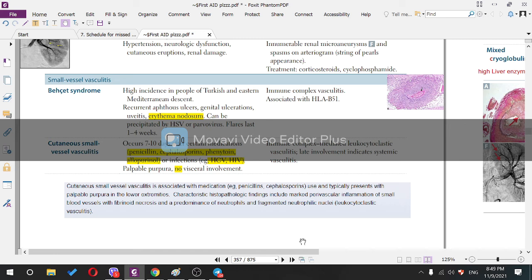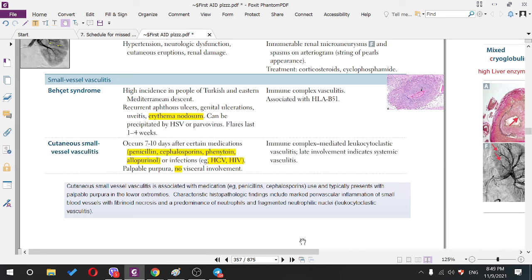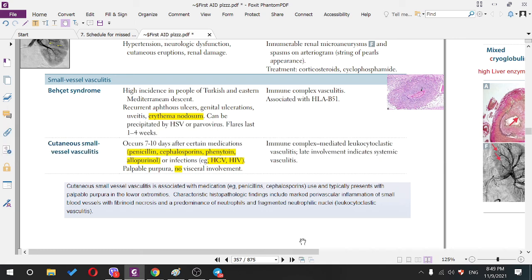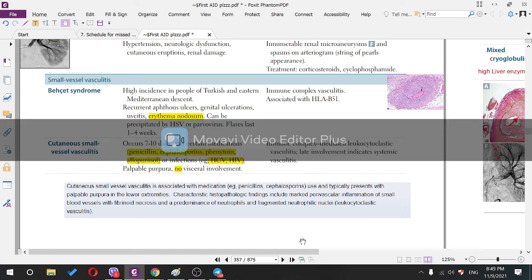The next disease is cutaneous small vessel vasculitis. So cutaneous small vessel vasculitis is affecting the small vessels. It occurs 7 to 10 days after certain medications. A few medications cause it, not many, including penicillin, cephalosporin, both of them beta-lactams, phenytoin, and allopurinol. Well, this allopurinol, I'm seeing that it causes so many side effects. Interstitial nephritis, well, it can cause that. It can cause this cutaneous small vessel vasculitis. It can lead to sulfa allergy problems. I mean, come on, allopurinol, chill. No wonder they are starting to change it with febuxostat.